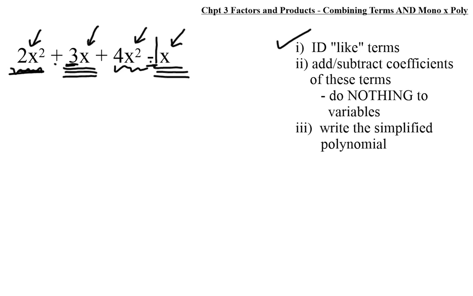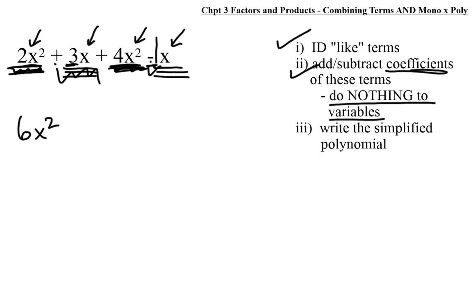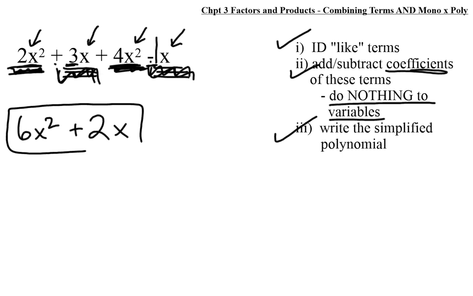So if I have 2x squareds and 4 more x squareds, add and subtract the coefficients, do nothing to the variables. 2x squareds and 4 more x squareds gives me 6x squareds. 3 x's and a negative 1x, well, 3 and negative 1 leaves me with 2 x's. And at that point, I now have the simplified polynomial. If you happen to combine your x's first, 2x plus 6x squared, it's the same thing.